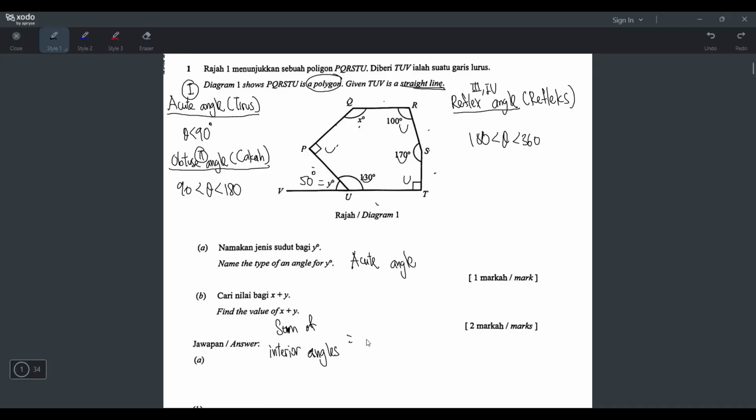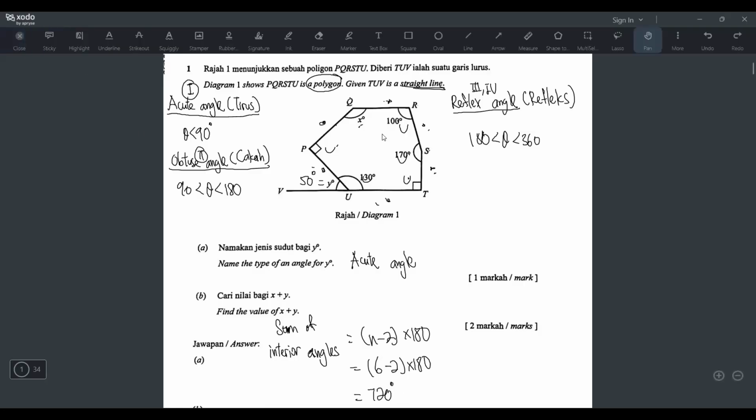There is a formula to find the sum of interior angle: n minus 2, times 180. This formula is used to find jumlah sudut dalam satu polygon. But the n you have to replace with how many sides, berapa bilangan tepi dia. So let's count: 1, 2, 3, 4, 5, 6. So with 6 sides, your sum of interior angles will be 6 minus 2 times 180. Press the calculator, you get 720, right?